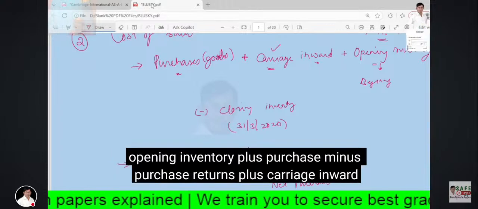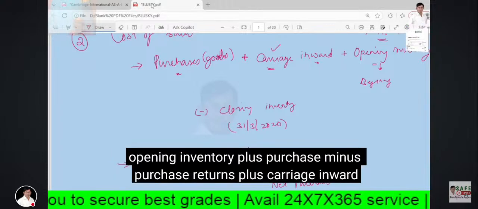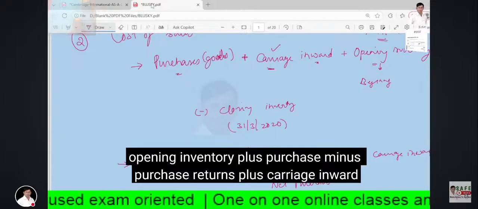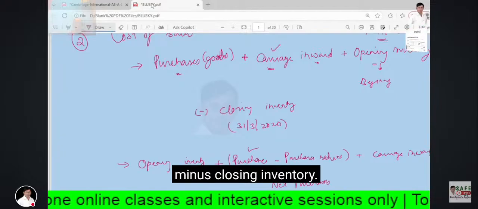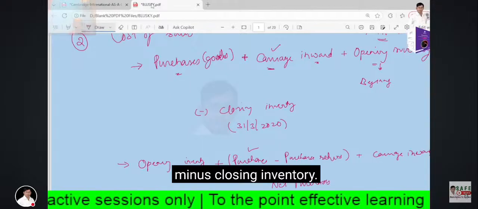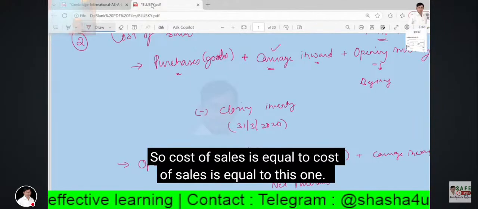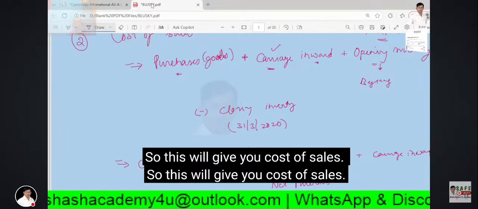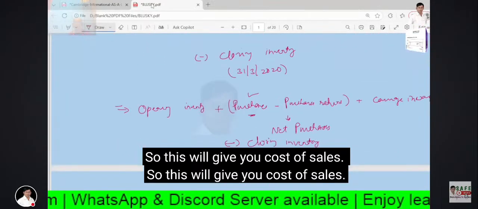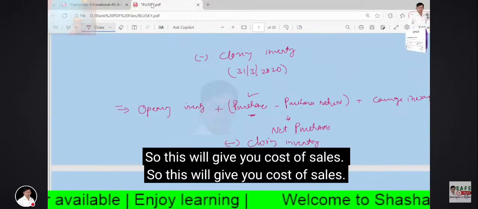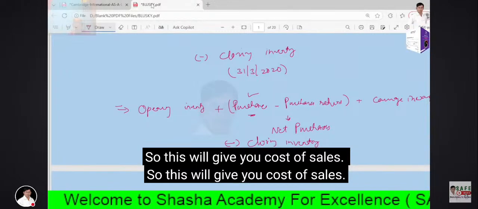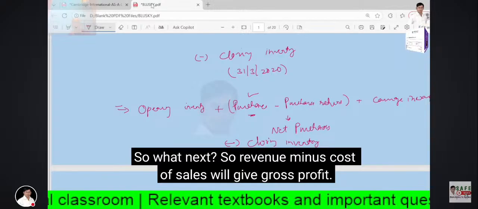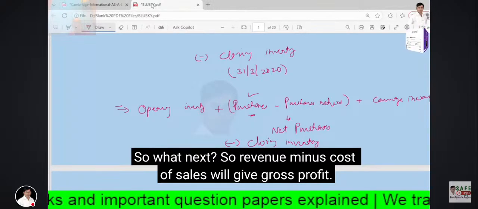So opening inventory plus purchases minus purchase returns plus carriage inward minus closing inventory. This will give you cost of sales. So what next? Revenue minus cost of sales will give gross profit.